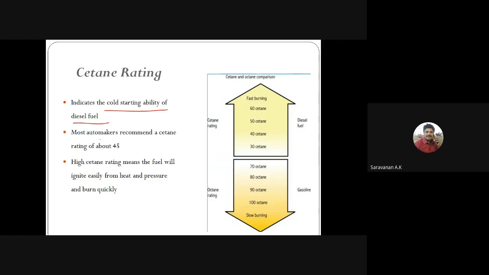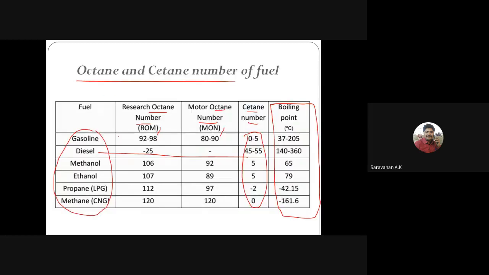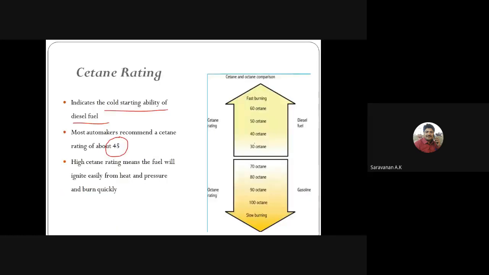Then the cetane rating indicates the cold starting ability of diesel engines, right? Most automakers recommend cetane numbers around 45 for diesel engines. We already told the value of the cetane number: it is in the range of 45 to 55. Most scientists recommend a cetane number of around 45 for diesel fuel.